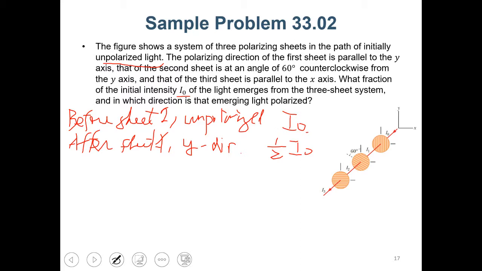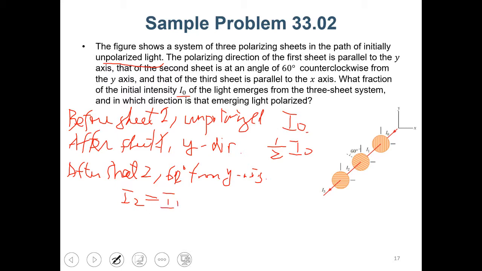So after the second one, after sheet 2, it is polarized at 60 degrees from the y-axis, and I2 is I1 cosine squared 60 degrees. So cosine 60 degrees is 1/2, and 1/2 squared is 1/4. And I1 is actually 1/2 of I0. So it finally becomes 1/8 I0.